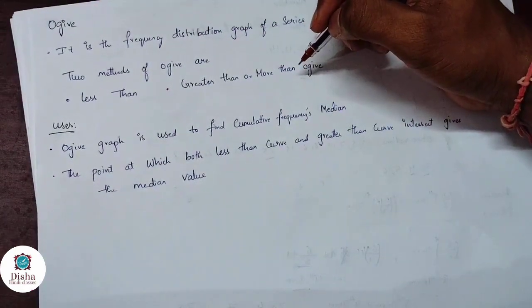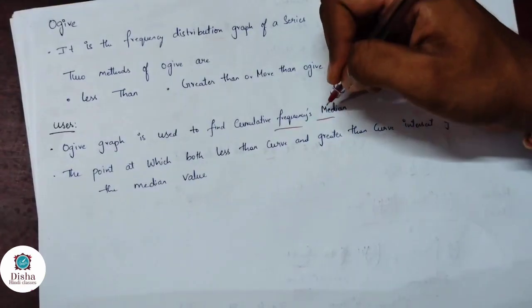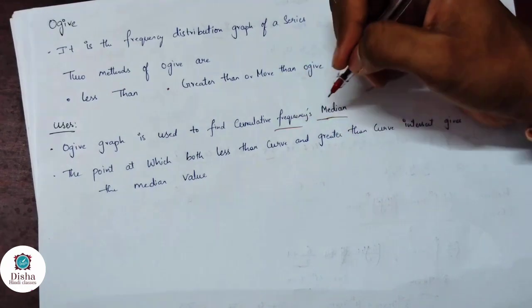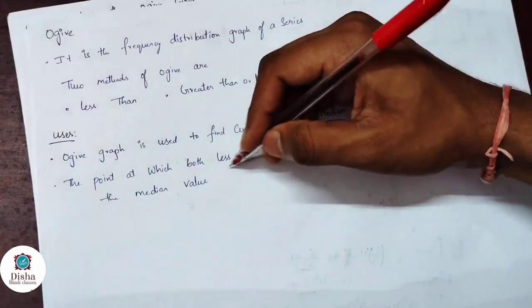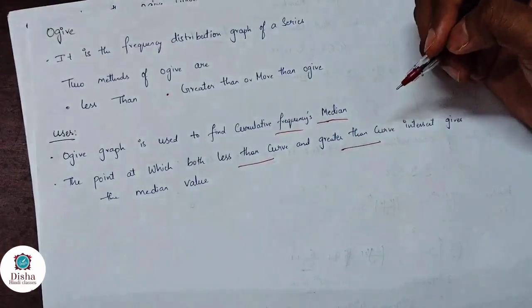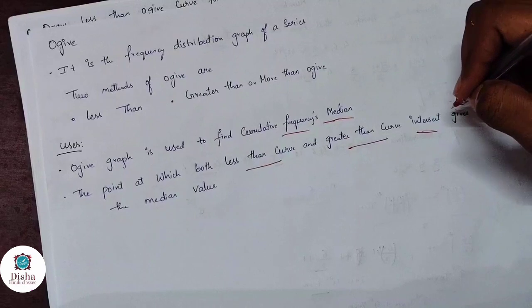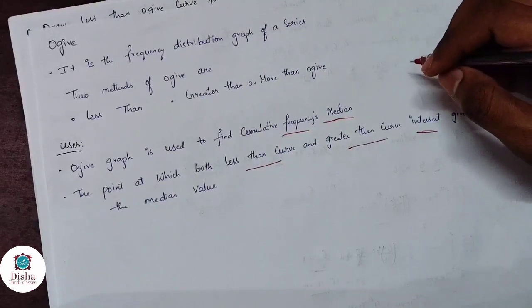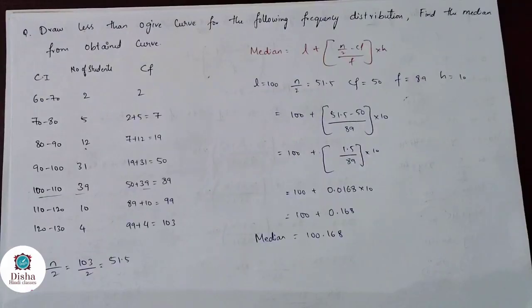So what are the uses of the ogive graph? It is used to find the median from the cumulative frequencies. When the less than curve and the greater than curve both intersect at a given point, that point is known as the median. So now we'll be looking at the problems of the ogive curves.